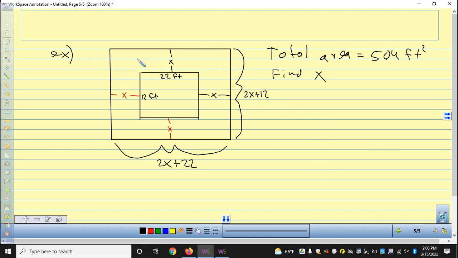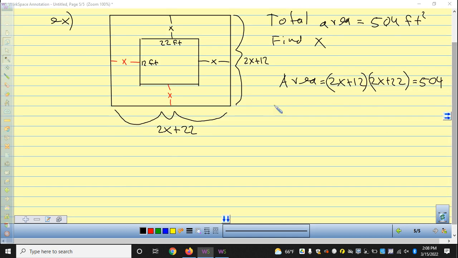So the area of the big rectangle is 2x plus 12 times 2x plus 22, and that equals, the problem tells us, 504. So we're going to multiply these together. So I'm going to FOIL this.